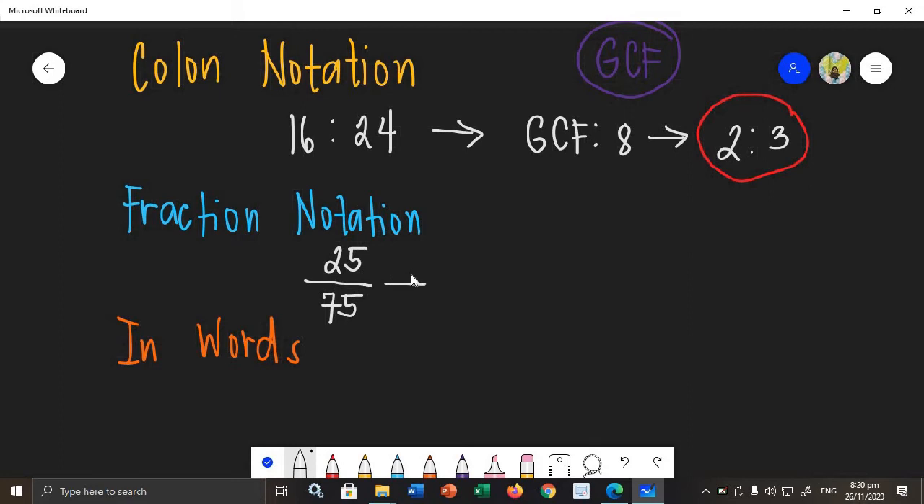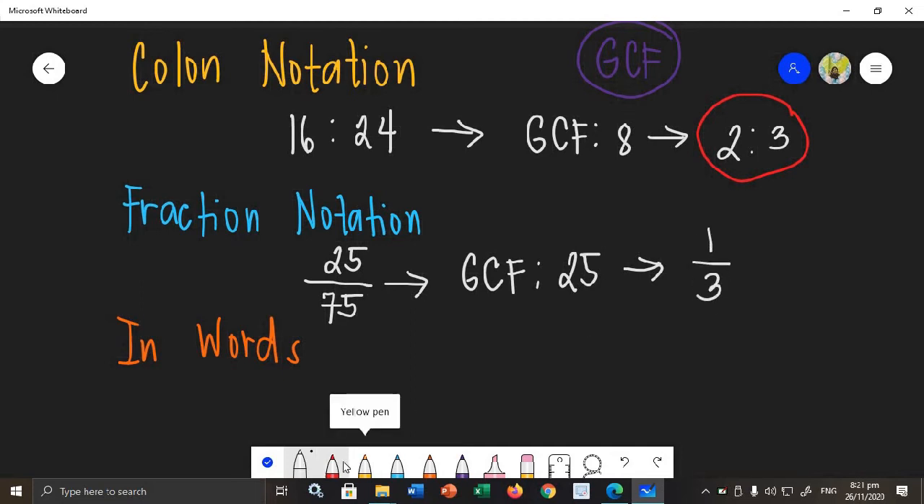Okay, so how are we able to write the lowest term of this example? Again, we need to look for the GCF of this given. So ano kaya yung GCF ni 25 and 75? So you're going to solve for the GCF. So the GCF is 25. Okay? And then you need to divide both of them by the GCF, which is 25. So therefore, you will get 1/3. That is now your ratio in lowest term.